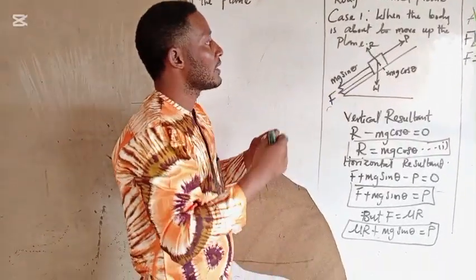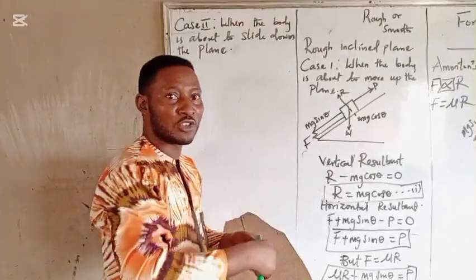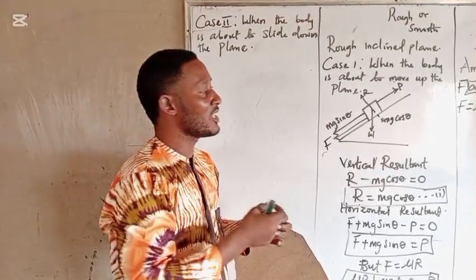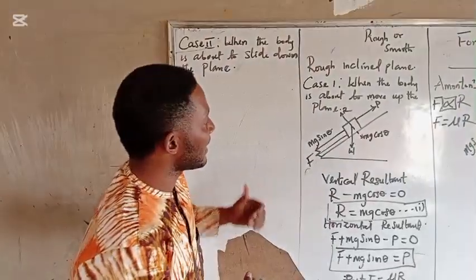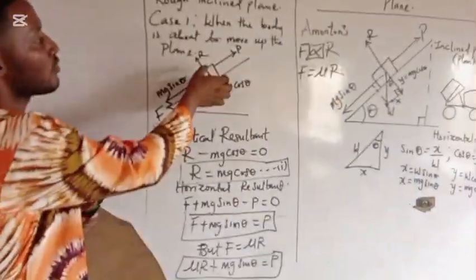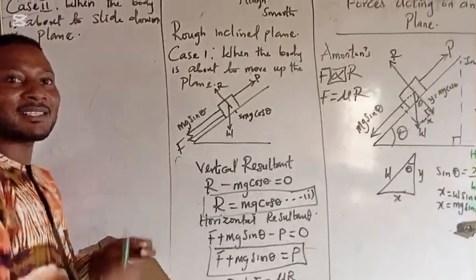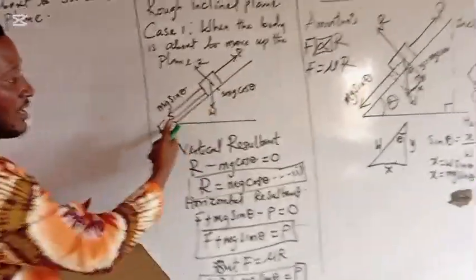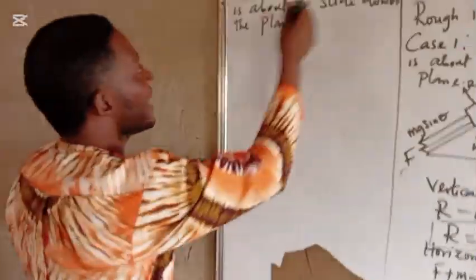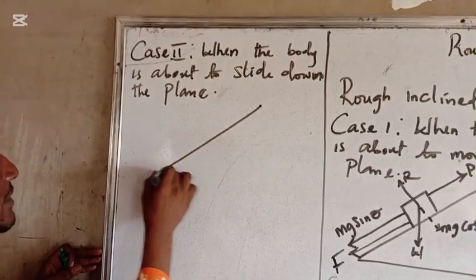down. Now, the direction or the position of your friction will depend on whether the body is moving upward or sliding downwards. If you remember the first case, when the body is about to move upward, definitely there must be a frictional force opposing the motion. That is why the frictional force is downwards here. So let's consider case 2. When the body is about to slide down the plane, we are going to have such a diagram in this format.